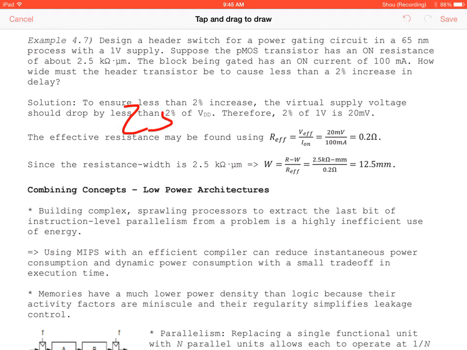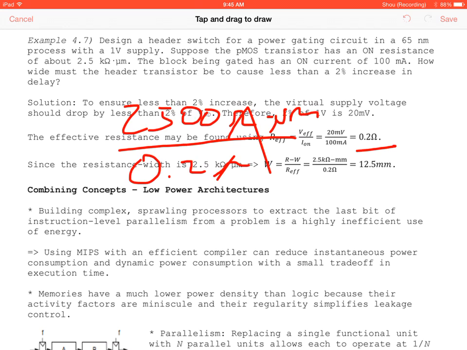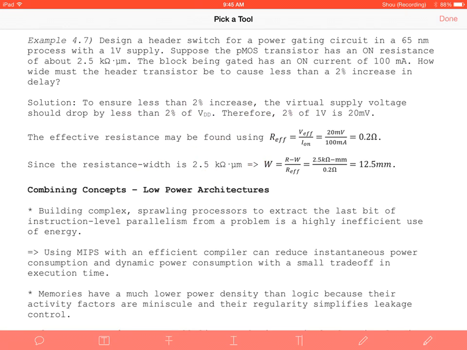So this becomes 2,500 ohm micrometers, and we divide that by 0.2 ohms. Those are going to cancel out, and the width of the block must be 12.5 millimeters.